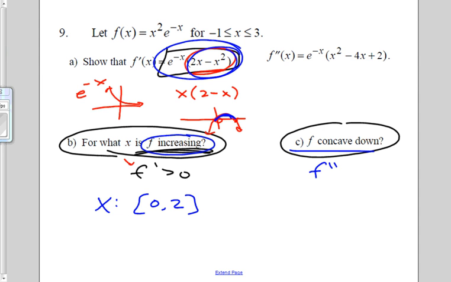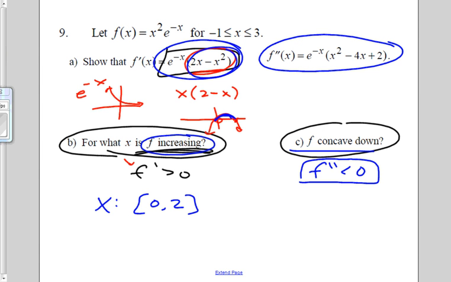What about for f to be concave down? Well, f is concave down when f double prime is less than 0. So all these rules that we were looking at in chapter 2 now need to be ingrained in your head. But now we just replace the intuitive graphical understanding with a real algebraic, analytical approach. So we need to find out when the second derivative is less than 0. Here's our expression for the second derivative. We know that this chunk, e to the negative x, is always going to be positive. So we need to know, when is that negative?